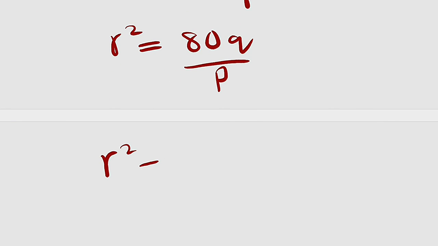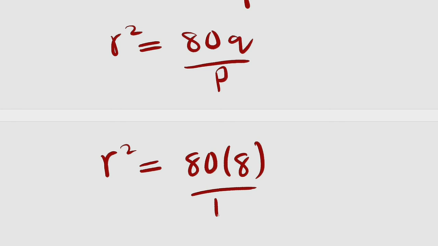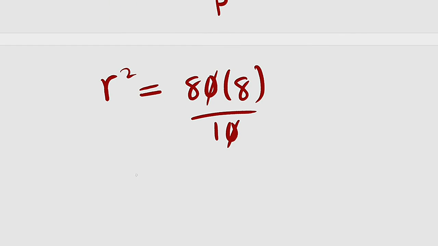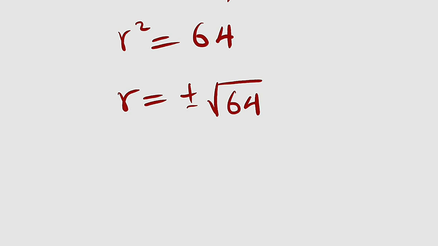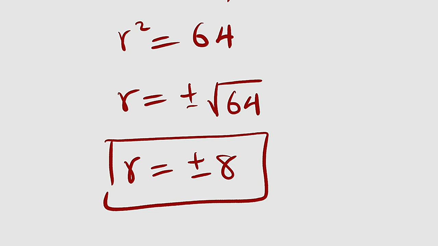Therefore, R squared is equal to 80 multiplied by 8 divided by 10. This 10 right here will cancel the 0. We have 8 times 8, which is 64. R squared equals 64. And if you take the square root of both sides, you have R equal to plus or minus the square root of 64. And square root of 64 is equal to 8. Therefore, R is either equal to positive or negative 8. This is just the value of R.